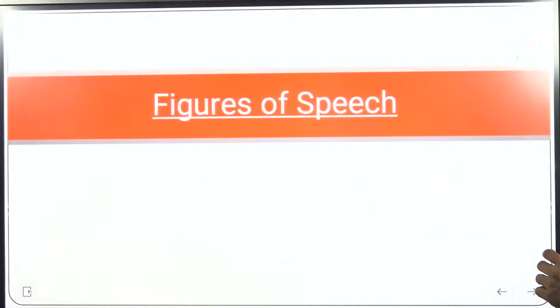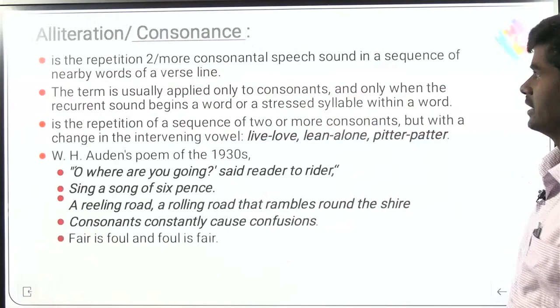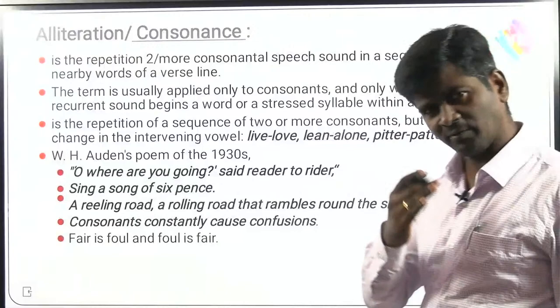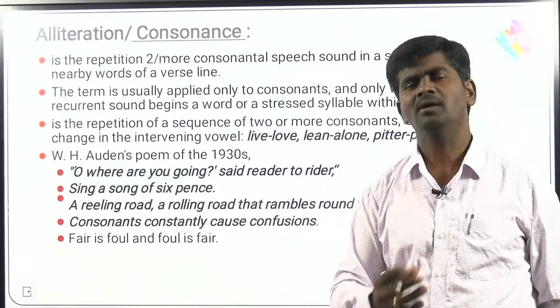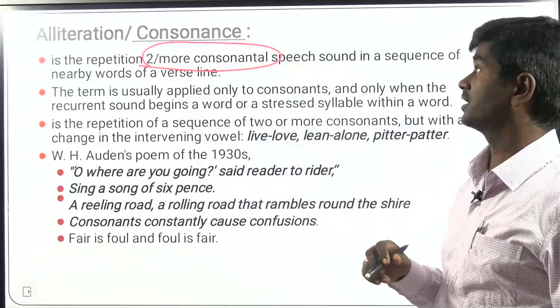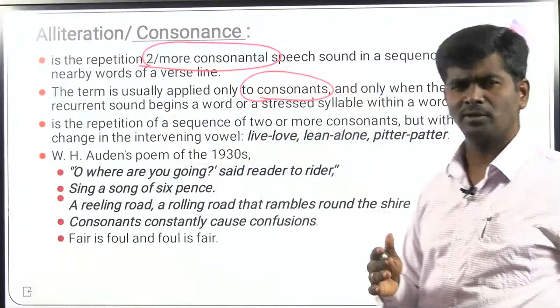Next, now we are going to talk about a few figures of speech. Next, we are talking about alliteration or consonance. What is alliteration? These are not mainly required, and not even a single bit was given as part of the NET or SET examination, my friends. But at the school level, you will get bits in that kind of examination. Alliteration refers to the repetition of two or more consonantal speech sounds. The term is usually applied only to consonant speech sounds.